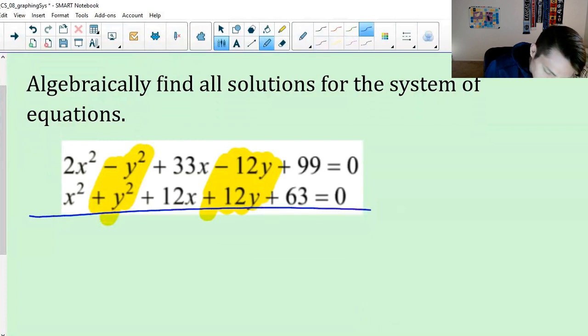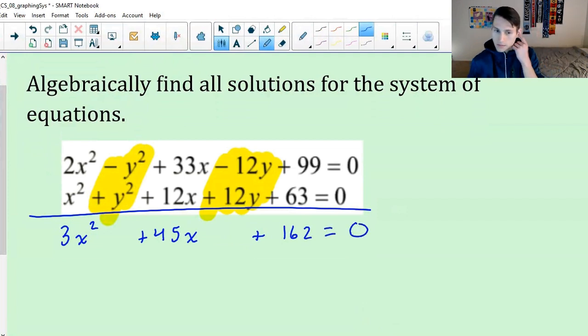So let's just go ahead and go through the add. 3x squared plus 45x plus 162 equals 0.